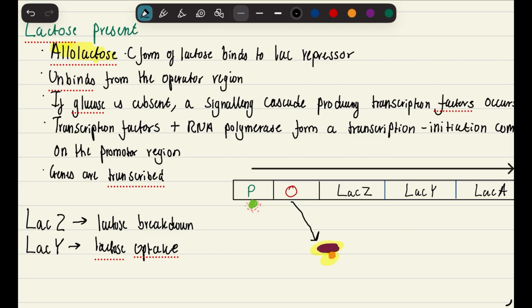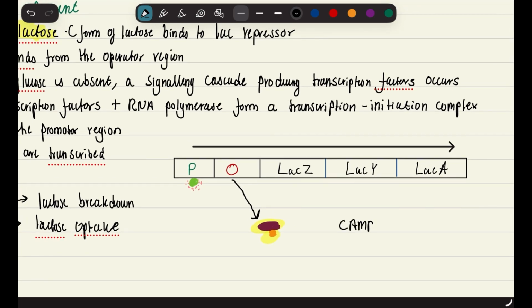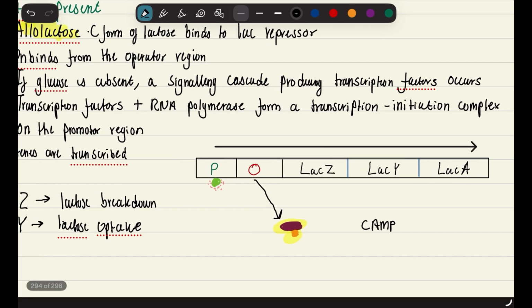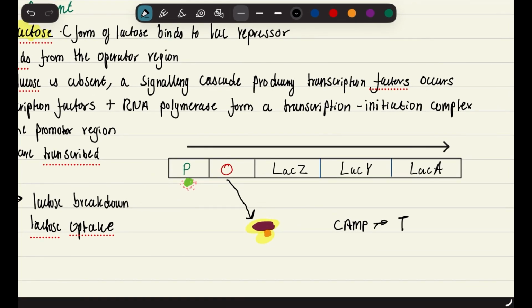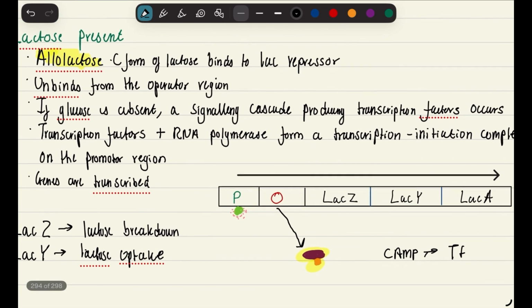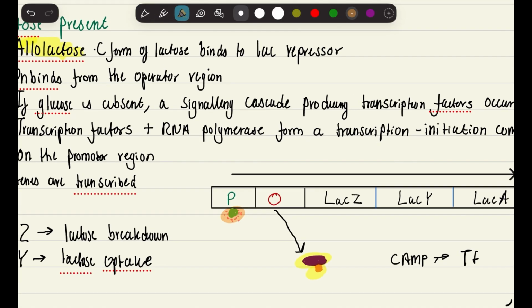Cool. Now, if glucose is also absent, we're going to get a signaling cascade. And you don't need to know the ins and outs of it. Just know it uses this molecule cyclic AMP. Basically, we get a signaling cascade, cyclic AMP is involved, and it leads to the production of transcription factors, which are just on CTF. Right? Cool. Transcription factors are made. RNA polymerase is already there. They are going to form your transcription initiation complex on the promoter, as we've highlighted there.